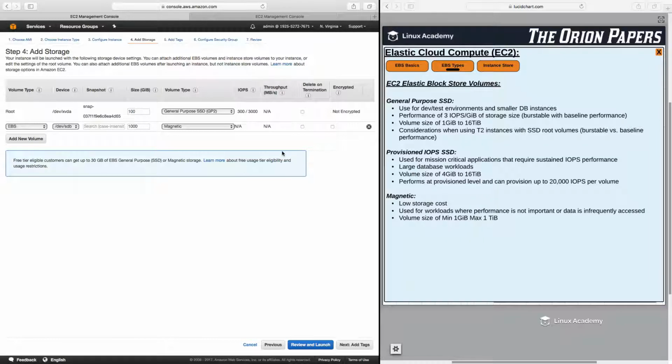So it's important to note that if you want an EBS volume to live beyond the life of the instance that you're creating it with, make sure to have these unchecked, because if they're checked, you're going to lose them when you terminate the instance.